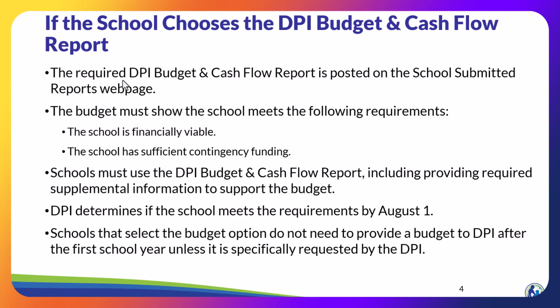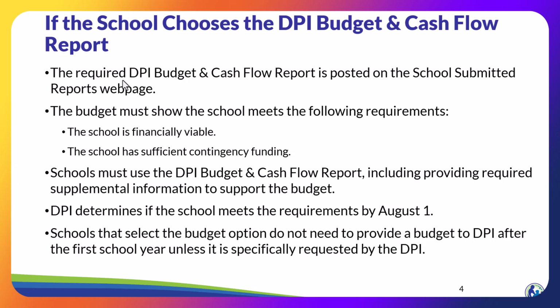The school must also have sufficient contingency funding. Contingency funding is funding that will be used if the school's actual enrollment is less than expected. These must be funding sources that are not already being used elsewhere in the budget. The budget must be completed on DPI's budget and cash flow report. The completed report and all required attachments must be provided by May 1st.